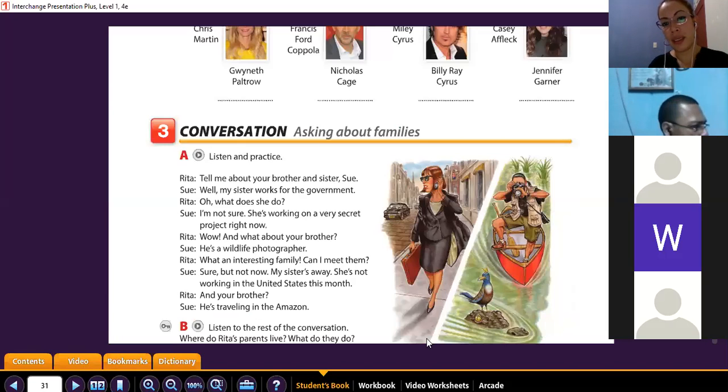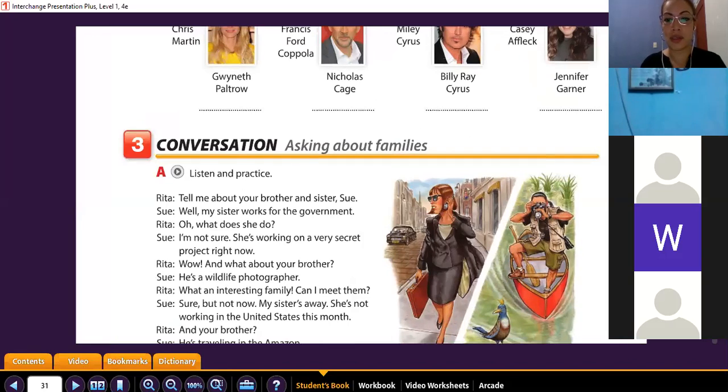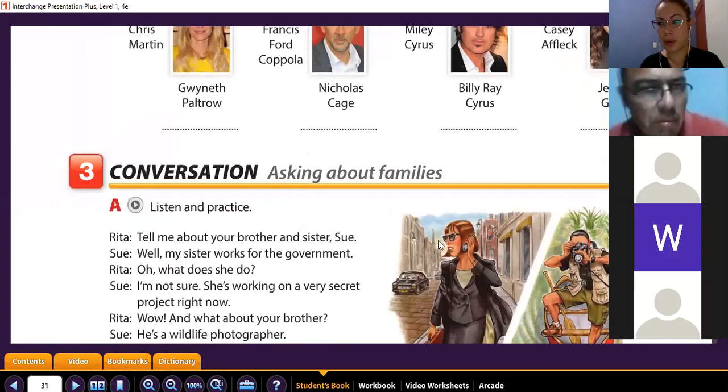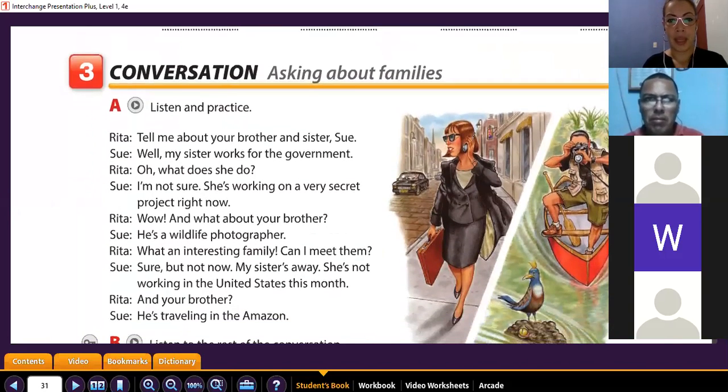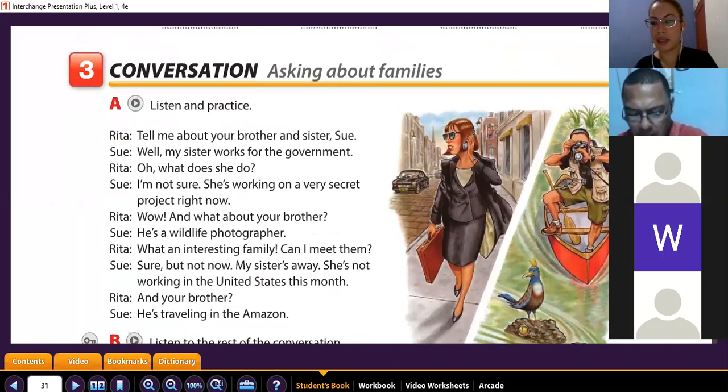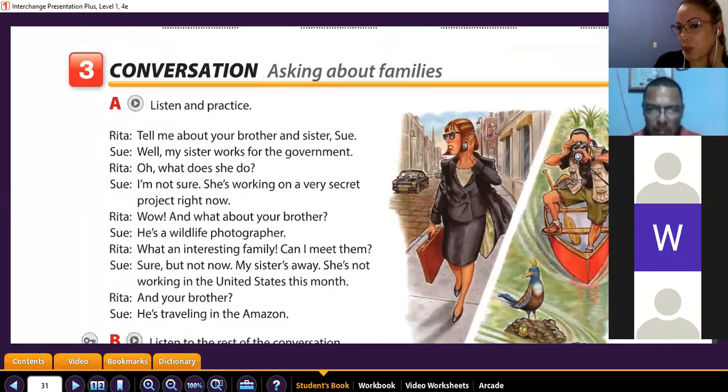And in the platform, you will see this conversation in which we talk about family. Asking about family. This is the exercise that you have there, asking about family. Look at the picture. Can you describe the picture? What do you see in the picture?